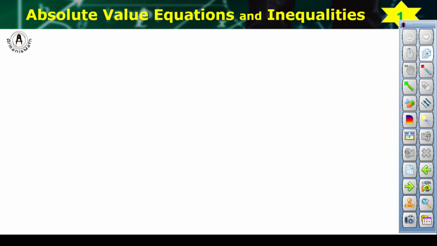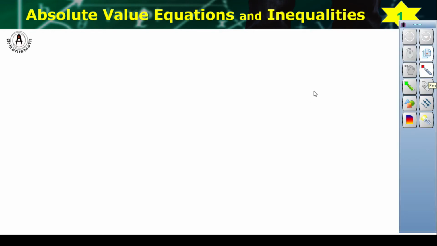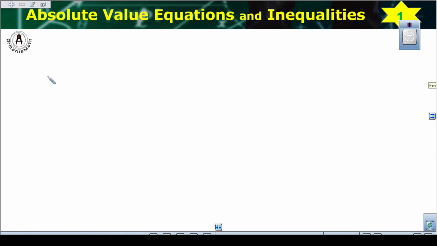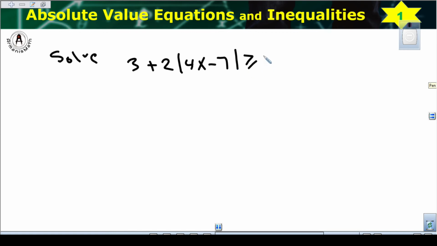And this one's going to be pretty spicy. Get ready. Ooh, hot. Okay, let's do that. This one is going to go like this. Again, solve. And what I see here is 3 plus 2 times the quantity 4x minus 7 is greater than 13. Oh mama. Okay. What do you think I should do at the beginning?